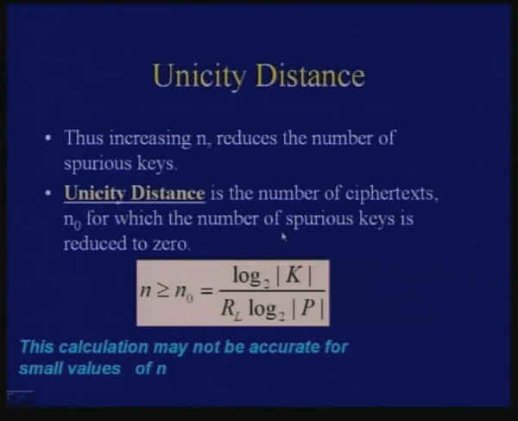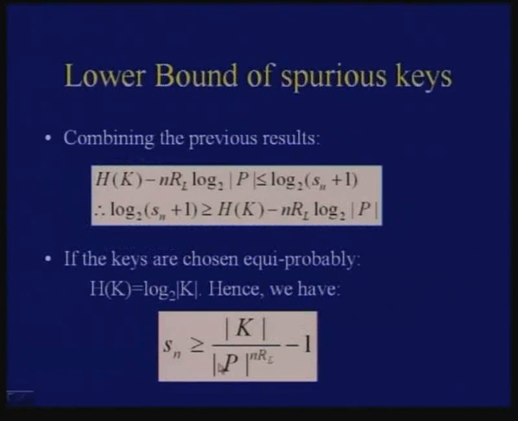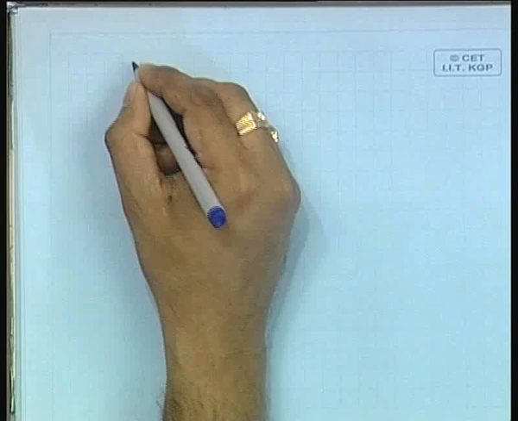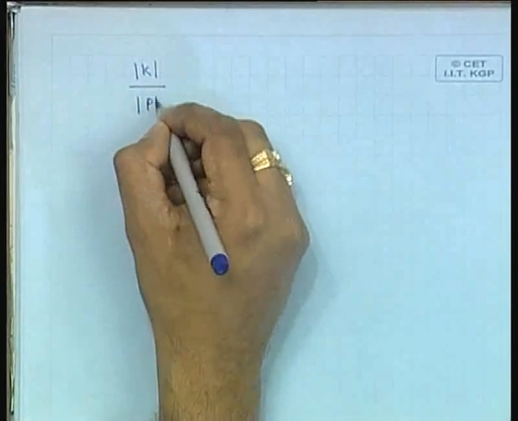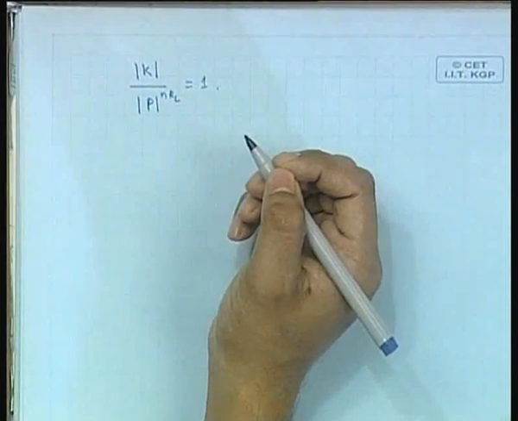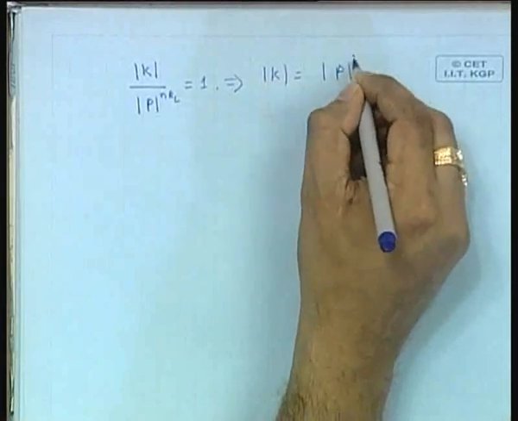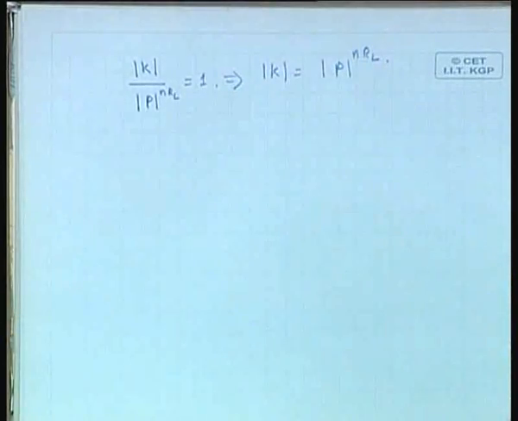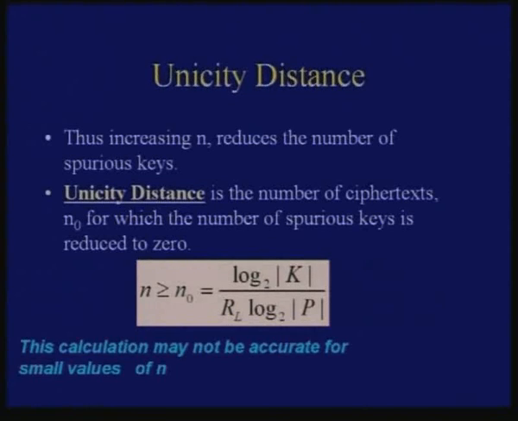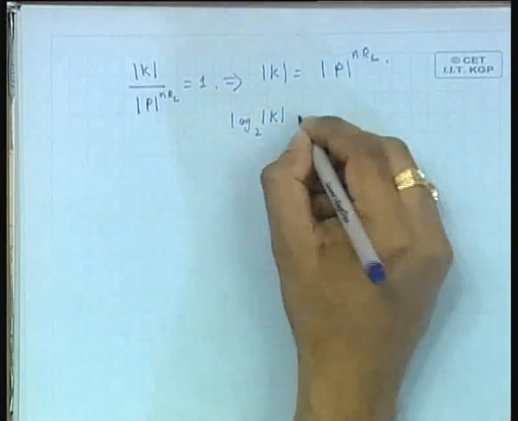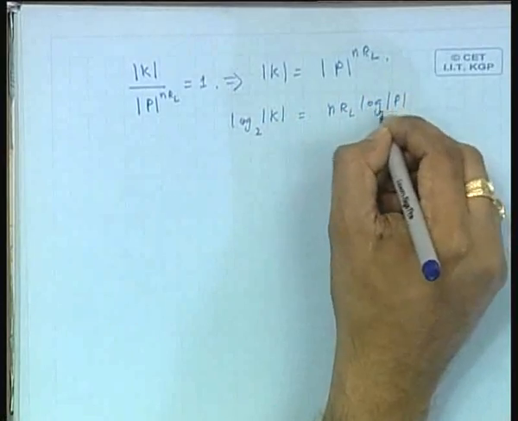So, I call it n0, for which the number of spurious keys is actually reduced to 0. Okay. So, for example, in the previous equation if I just plug in 0 to that previous value, I would have obtained this bound. You see this, that is, if this was equal to 0, then we would have obtained that cardinality of k divided by cardinality of p to the power of n RL is equal to 1, right. So, that means that cardinality of k is equal to cardinality of p to the power of n RL, right. So, therefore, that is exactly this particular equation. You see that n is equal to logarithm of k base 2 divided by RL log p base 2. Okay. So, actually in my equation I can take log on both sides and I can write log k base 2 is equal to n RL log cardinality of p base 2, right. So, what is the value of n here?